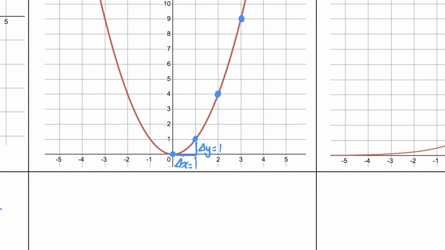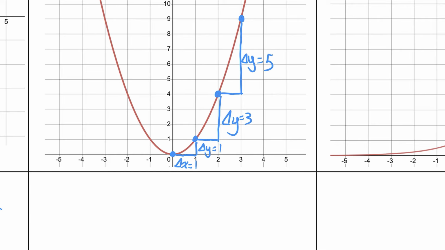Between the first 2 points, it was 1. Between the next pair of points, the y values went from 1 up to 4. So the y changed by 3. And then those ones that went from 4 to 9, they changed by 5. So the y changed by 1, then by 3, then by 5.